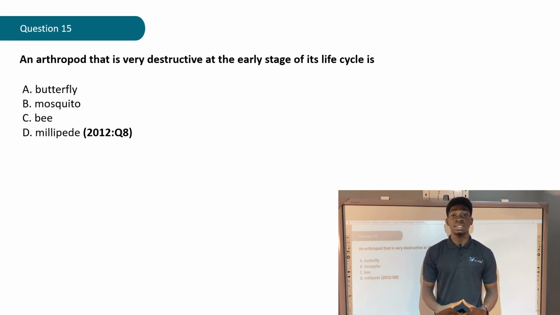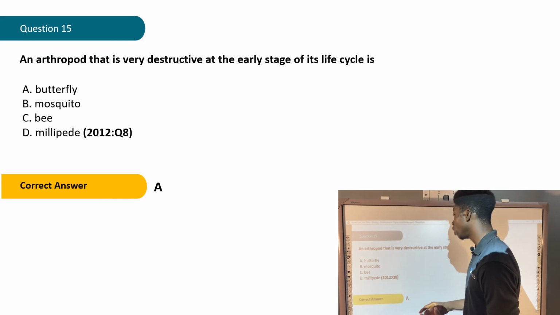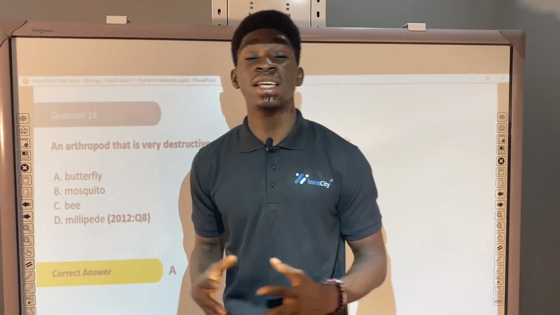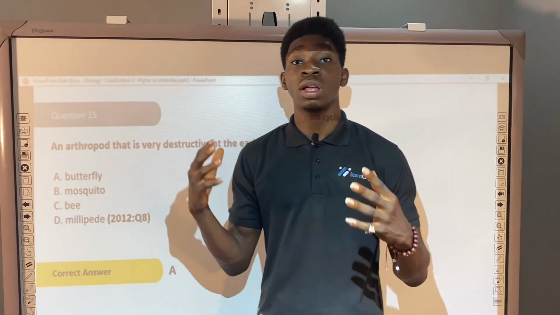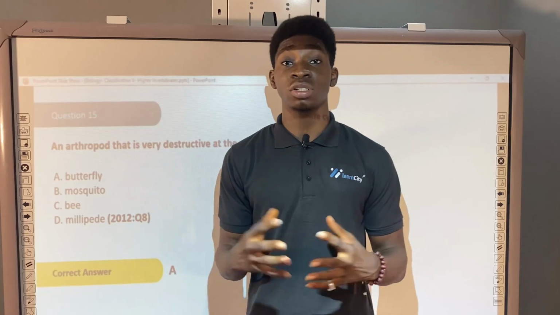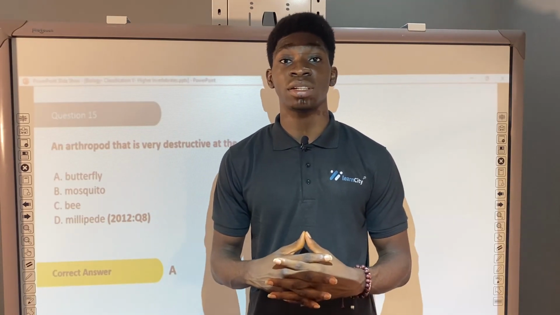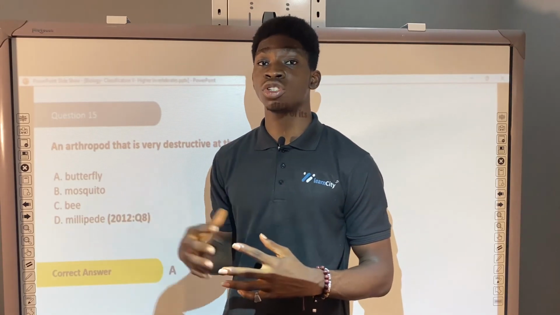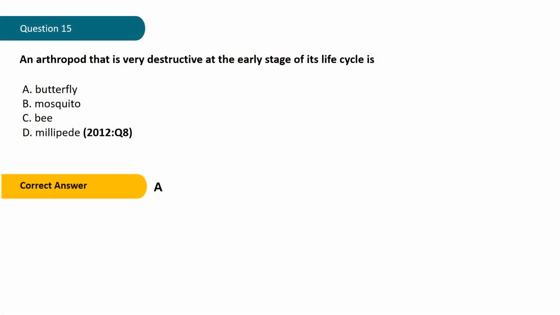Okay, let's see what the correct answer says. The correct answer is A. Butterfly, because the larval stage of butterfly is what we call caterpillar. And caterpillar is very destructive in that it eats up leaves, it causes destruction on a farmland. So the most destructive larval stage among these options is butterfly. Question 16.